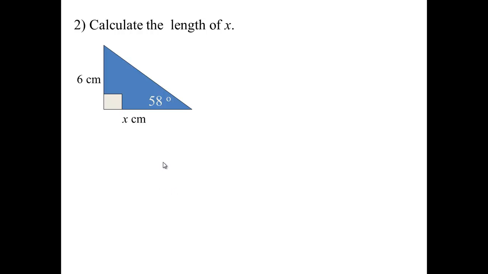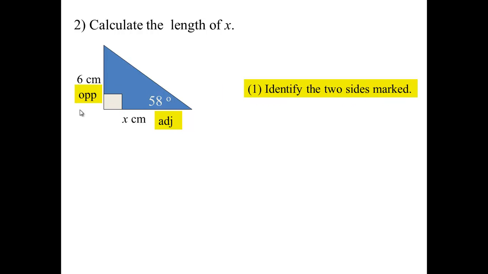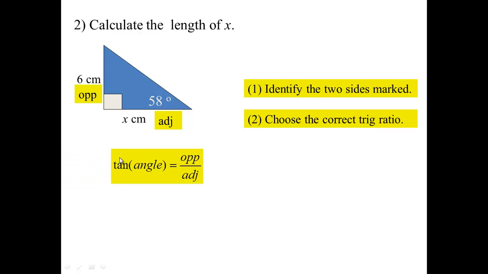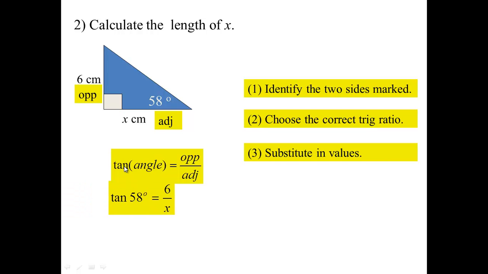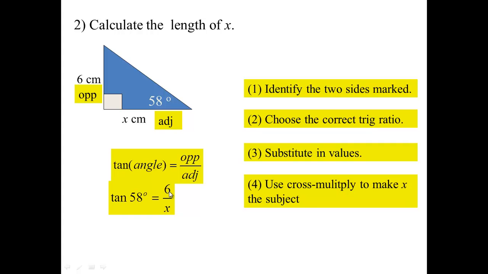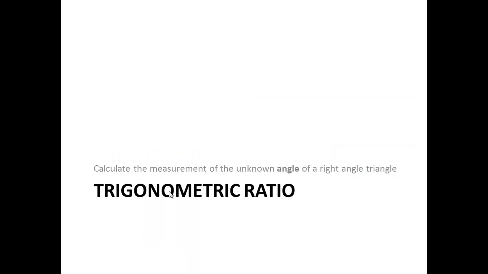In this question, the two marked sides are 6 cm and x centimeter. With respect to 58 degrees, 6 cm is the opposite length and x centimeter is the adjacent length. We choose the correct ratio for opposite and adjacent, which is the tangent. And we sub in the values, tangent 58 equals 6 over x, and we use the cross multiply to make x the subject. Finally, we solve for the question.